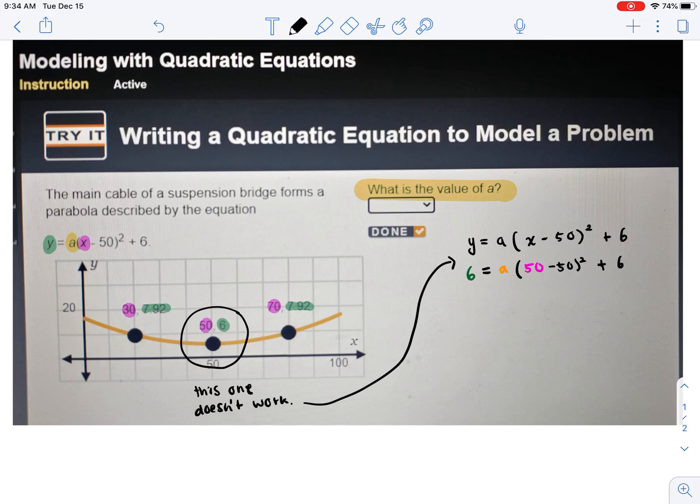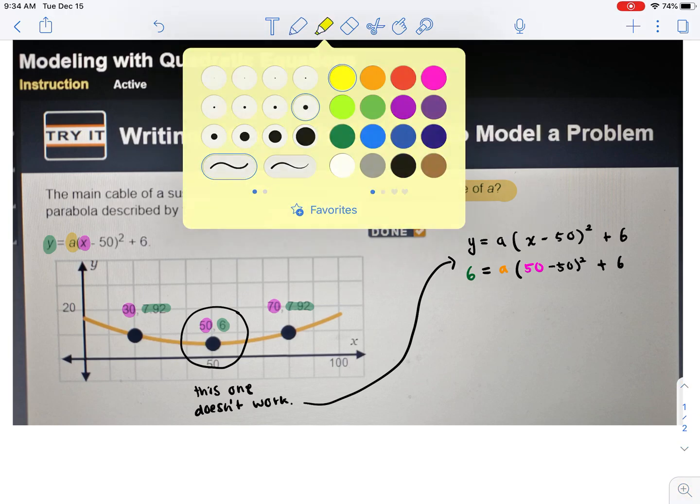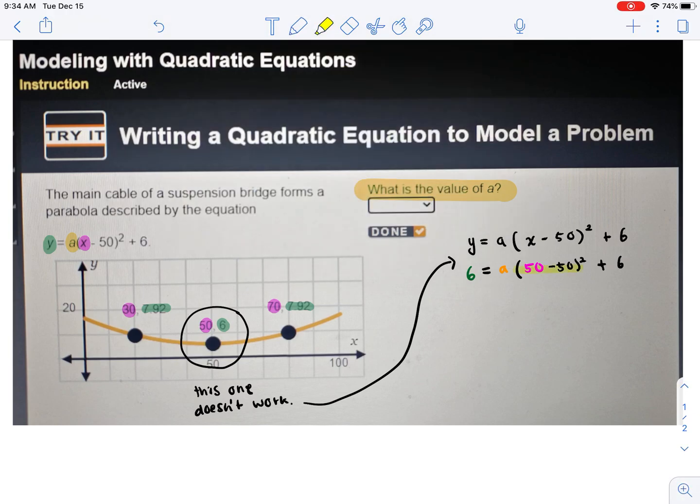So far you might think, Miss O, this is working fine. Why doesn't this one work? Right here, we're going to do 50 minus 50, which is 0. 0 squared is 0. So what we have here is 6 equals a times 0 plus 6. Now what happens if we do a times 0? Anything multiplied by 0 is 0. So what we have is 6 equals 0 plus 6. Whoa, Miss O, the a that we wanted disappeared.